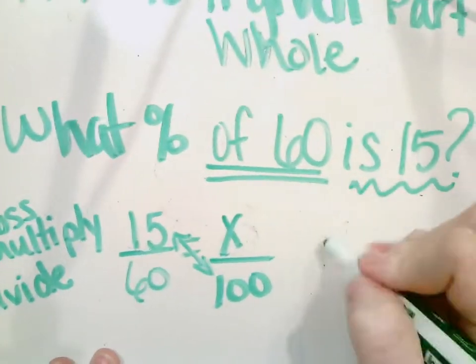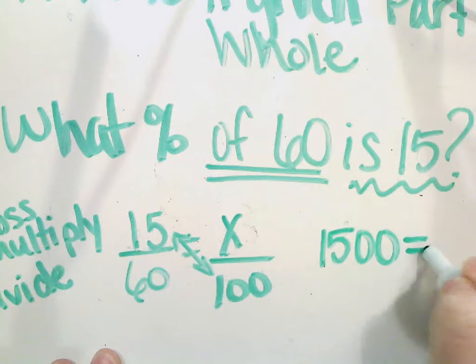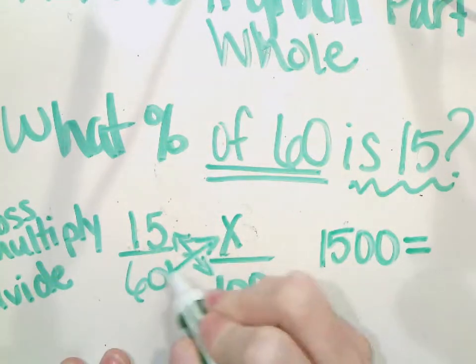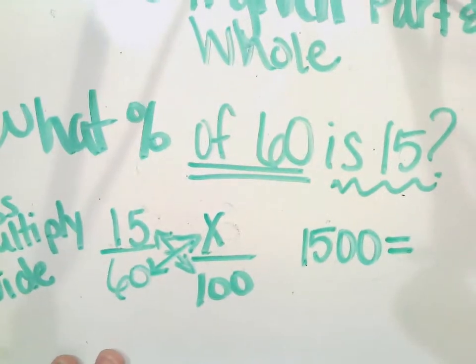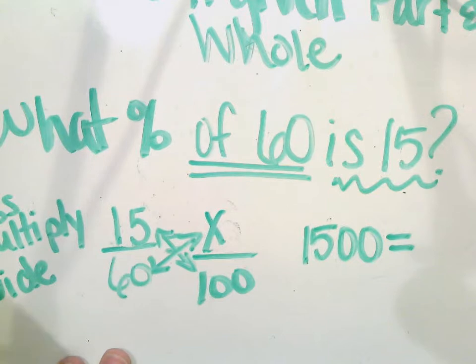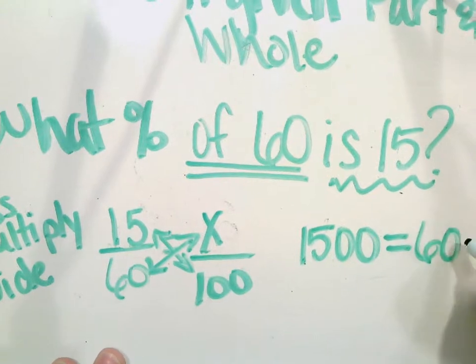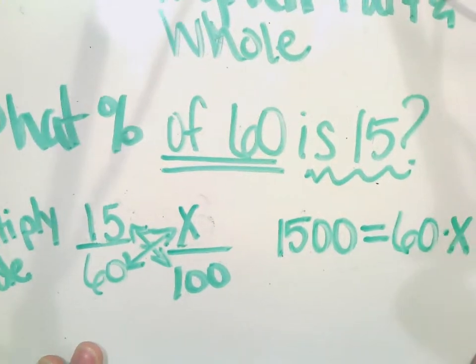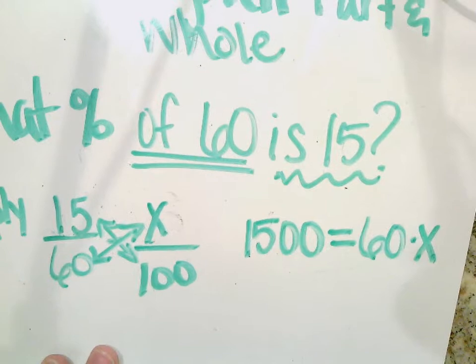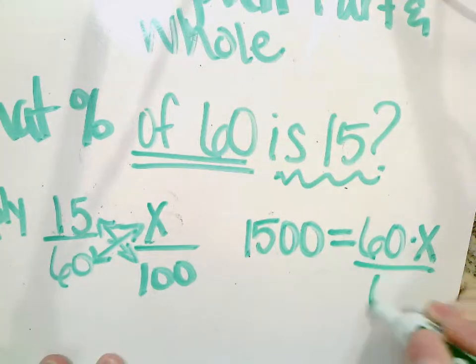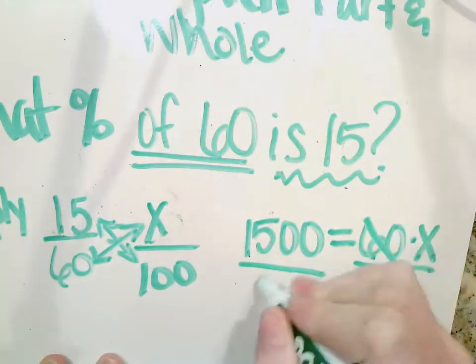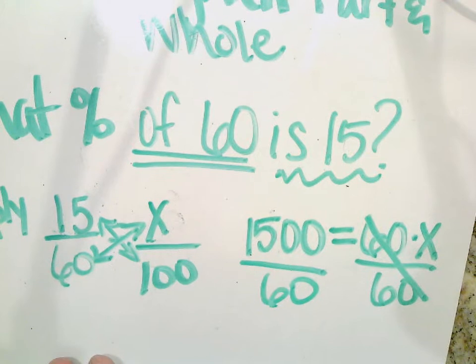Okay, what I mean by that is you're going to cross multiply. 15 times 100 is 1,500. And we're going to set that equal to 60 times x. Well, I don't know what 60 times x is because I don't know what x is. So at this point, all I can do is say 60 times x. Now, since I'm looking for the x, I have to use an inverse operation of multiplication. The opposite of multiplication is division. So I'm going to divide by 60. That cancels this out on this side.